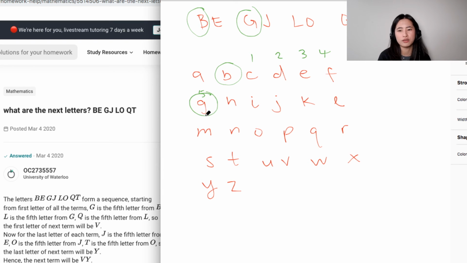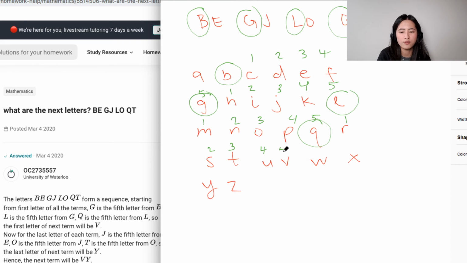And how do I know that? Well, if you continue on, you're going to see the pattern for L and for Q. So count again, 1, 2, 3, 4, 5. So now the next letter is L. The pattern is you start from B, you count 5 after B, and you get G. Then after G, you count 1 to 5 again and get L. Count another 5, 1, 2, 3, 4, 5, you get Q. So that's how you get the pattern for the first letter. You count again, 1, 2, 3, 4, 5, you get V. So the next one is V.